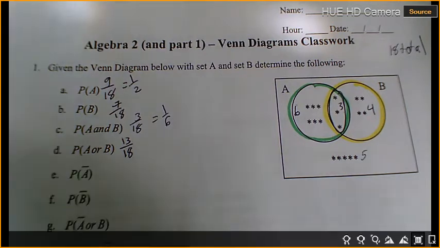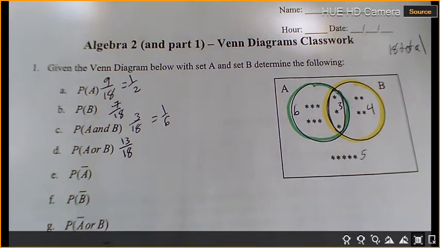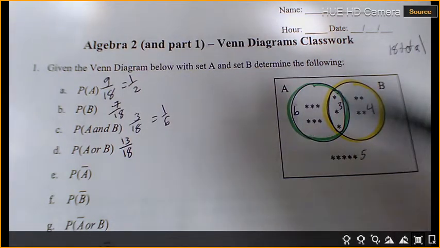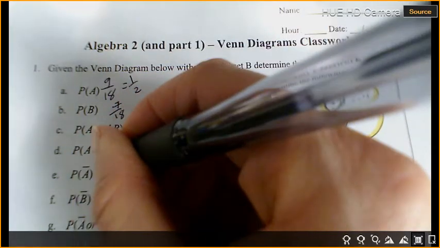Okay, what does it mean when I've got this line over A? Not. It means not. So any of them that are not in A. How many are not in A? So I've got 4 over here in B, but don't forget these 5 here at the bottom. So I've got a total of 9 that aren't in A. So that's 1/2 again.